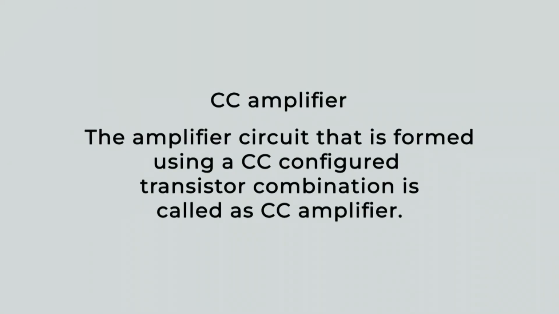Now, next one is a common collector amplifier. The amplifier circuit that is formed using a common collector configured transistor is known as a common collector amplifier. Common collector amplifier is also called a voltage follower or emitter follower. Its voltage gain is approximately 1. It will give the highest input impedance.